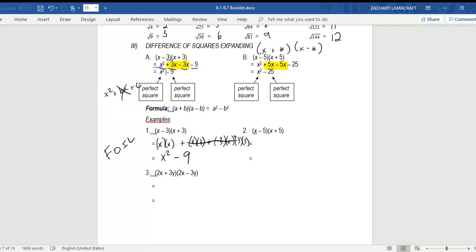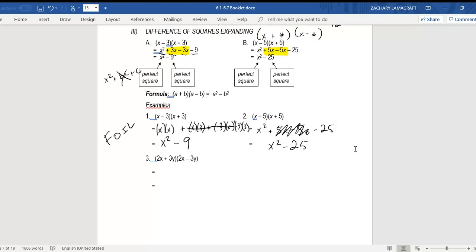Okay. If I just didn't write that all out and just solved it as is, it'd be x squared, and then x times 5 would be 5x. Then negative 5 times x would be negative 5x. And then negative 5 times 5 being negative 25. Once again, these cancel each other out. x squared minus 25. Okay.